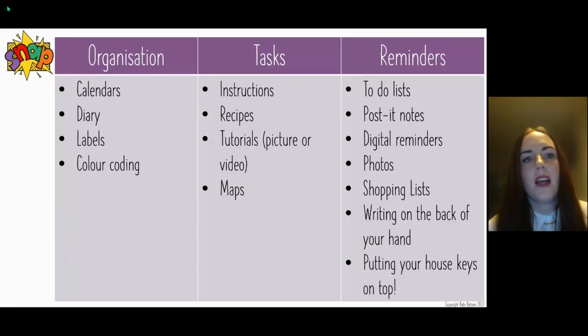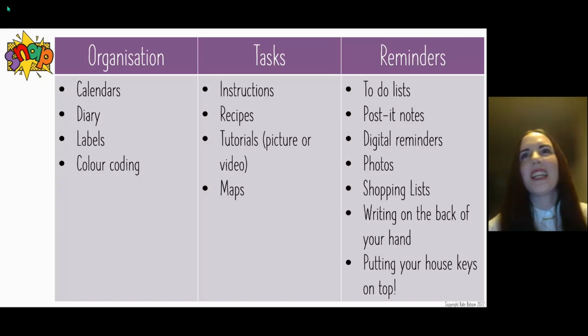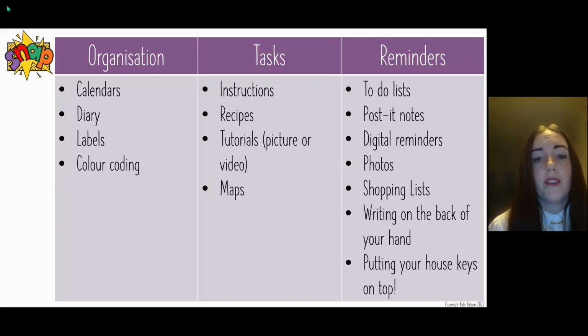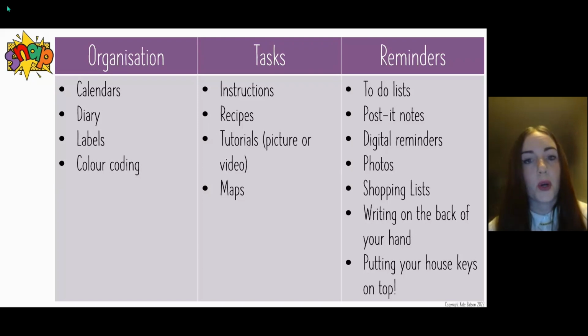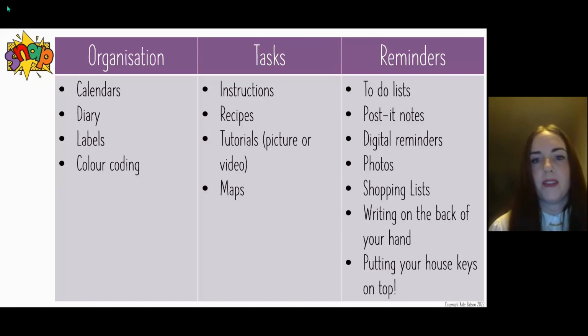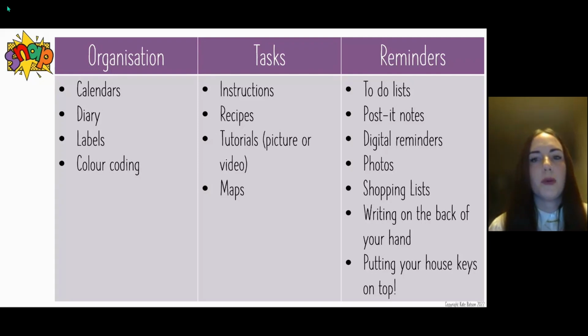So some of the things that I came up with for organisation might be calendars, you might have a diary, you might be one of those brilliantly organised people that I'm very jealous of, that labels everything, particularly in the kitchen. When you go in, you know exactly where everything is. You might colour code things. For tasks, we as adults will use instructions, recipes, tutorials, whether that's a pitch tutorial or a video on YouTube of how to do something new, maps, and obviously reminders.